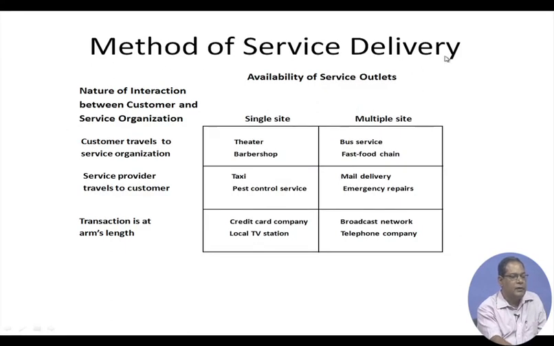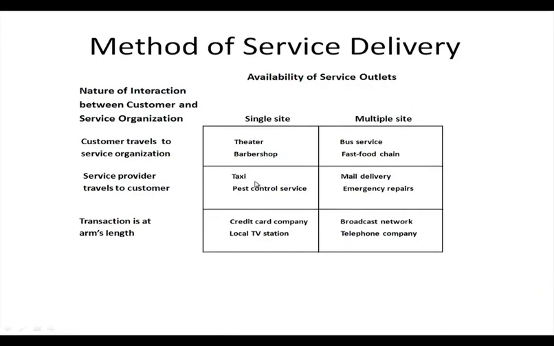Then the method of service delivery. So, availability of service outlets, which is single site or multi-site, and nature of interaction between customer and service organization, where the customer travels to the service organization, the service provider travels to the customer, or the transaction is at arm's length. So, single site: theater and barber shop, where the customer travels to the service organization; taxi and pest control service, here the service provider reaches the customer; and the service transaction is at arm's length like credit card company and local TV station.